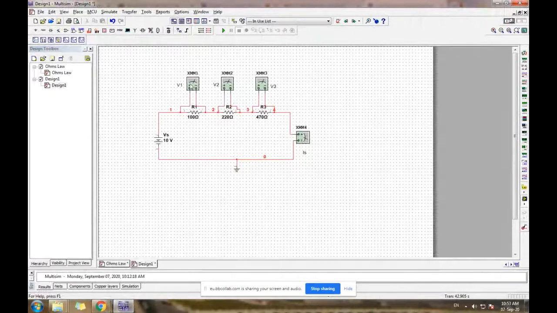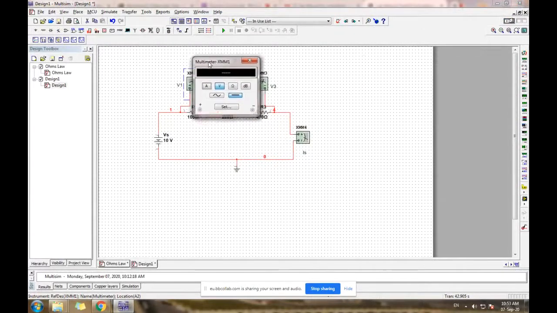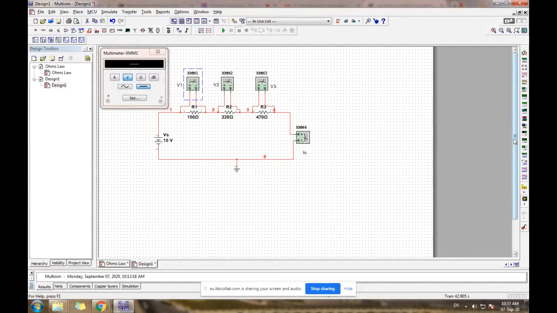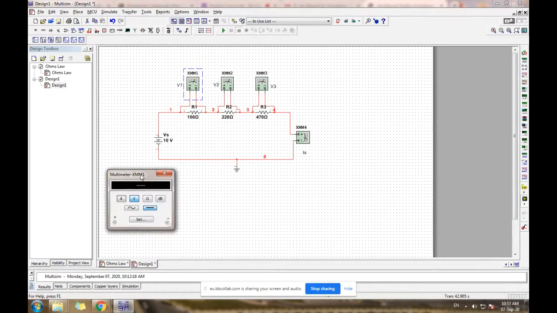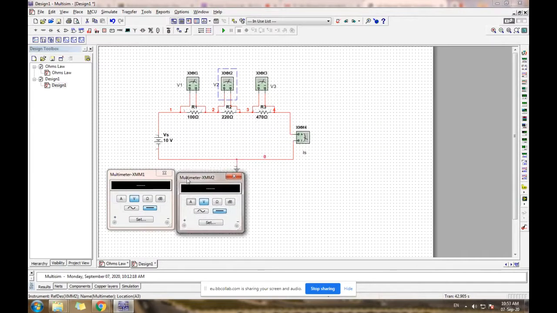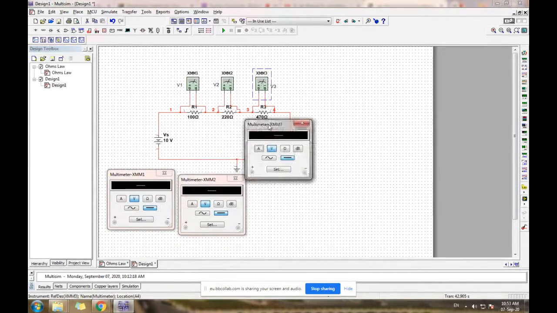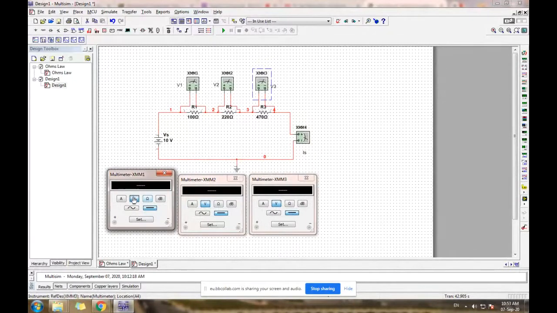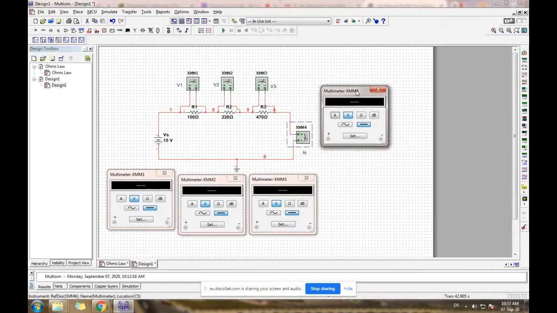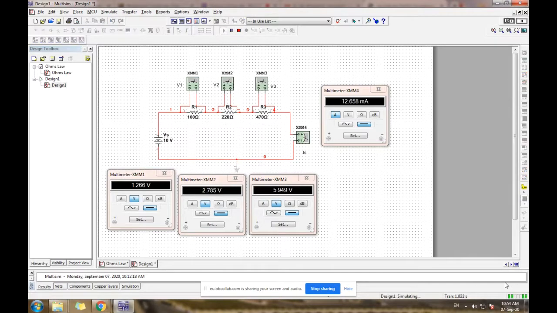So first of all, take this. This is for V1. Let me put it here. This is V1. This is V2. Double click this. This is V3. So check this. This is voltage, this is voltage, this is voltage. This is for the current. Understand? XMM1 is for the voltage. XMM2 is for the voltage. XMM3 is for the voltage. XMM4 is for the current.